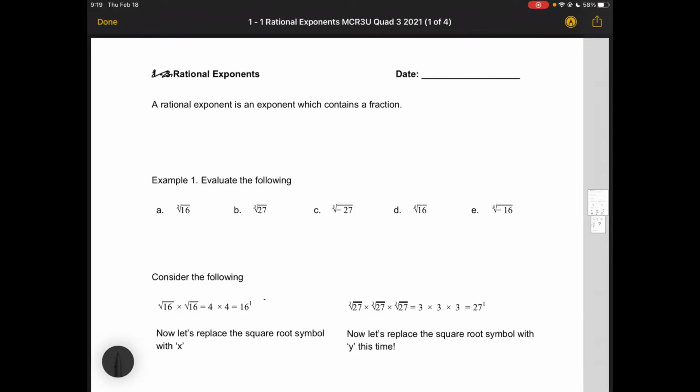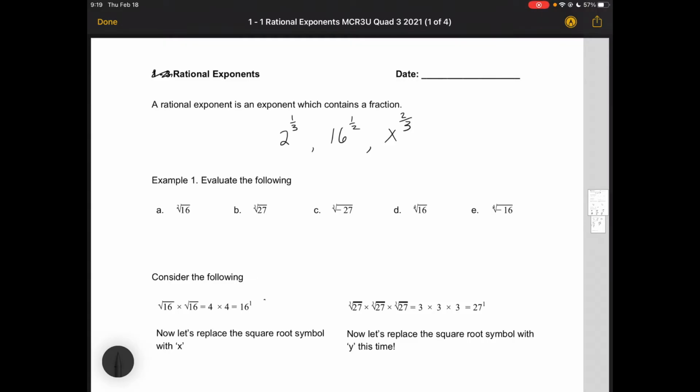This video goes over rational exponents. So a rational exponent is an exponent that contains a fraction. So something like 2 to the 1/3, 16 to the 1/2, or x to the 2/3. Those are all rational exponents.